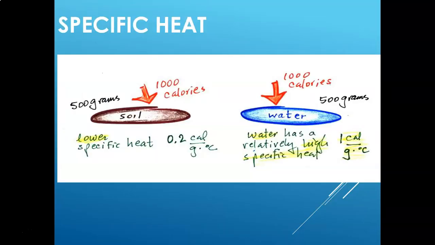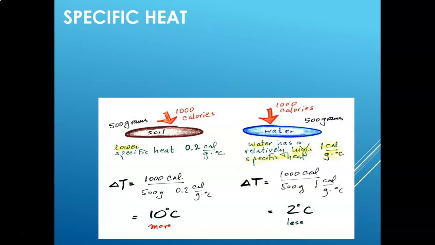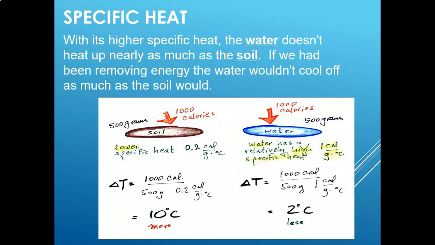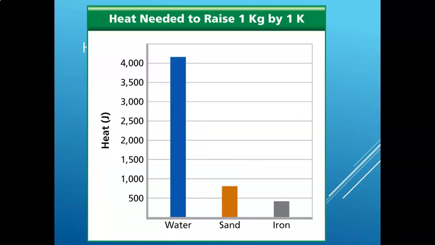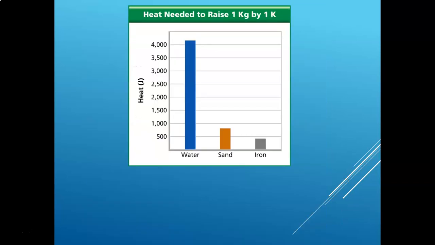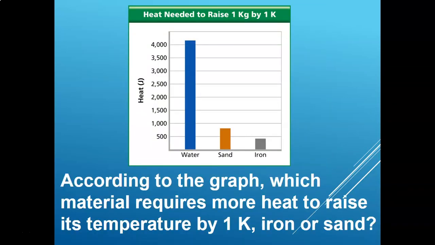Here's a picture of specific heats, comparing soil versus water. Again, these are more calculations for high school, not middle school, but you can take a look at those. Here's a graph showing water, sand, and iron. You can see that according to the graph, one of the materials requires more heat to raise the temperature by 1 Kelvin.